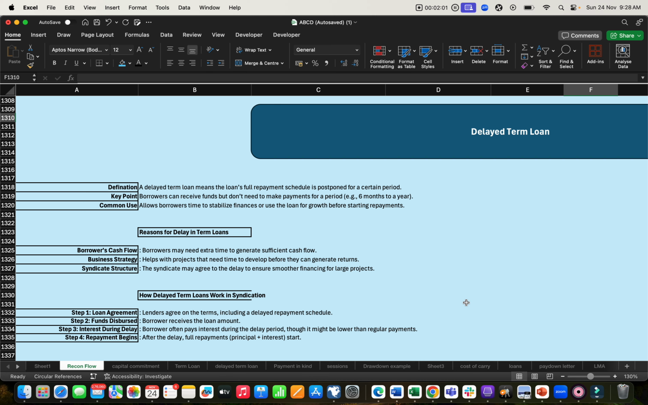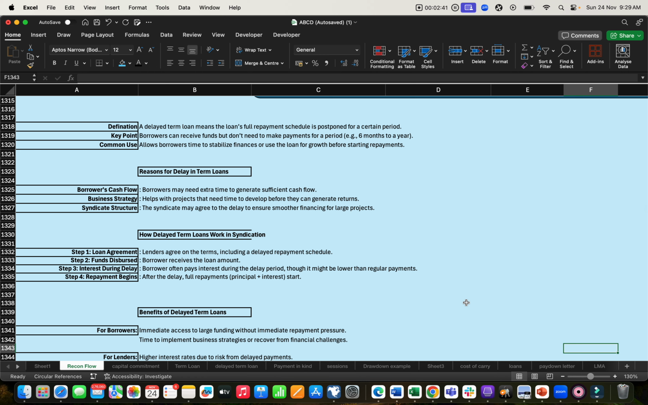Business strategy, to help with a project that needs to develop before it can generate a return. It means if the business strategy they have planned has not worked correctly, they get time to maintain his business and then he can pay the loan amount. Syndicate structure, the syndicate may agree to a delay to ensure smoother financing for a large project. So the syndicate also agrees on that part, that he needs some time to refinance his business and then make a project, because this project is large.